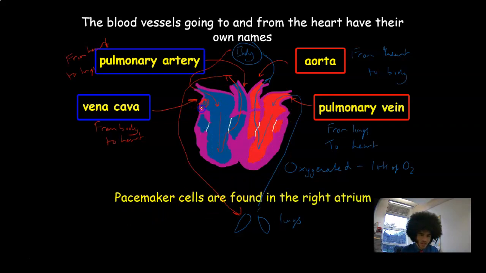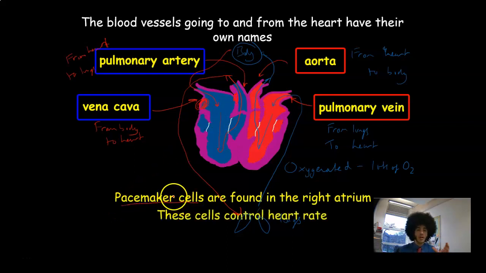Now what you'll find are pacemaker cells, which are found in the right atrium. So around here, this is where you're going to find pacemaker cells. Pacemaker cells are really important because they control heart rate. The average heart rate is around 60 or 70 beats a minute, and the pacemaker cells stimulate an electrical signal to make sure the heart contracts at that rate. If it's too fast or too slow, that's really problematic for the body.